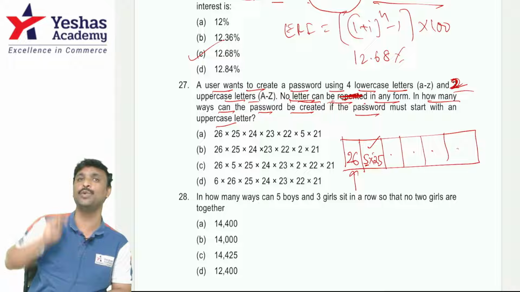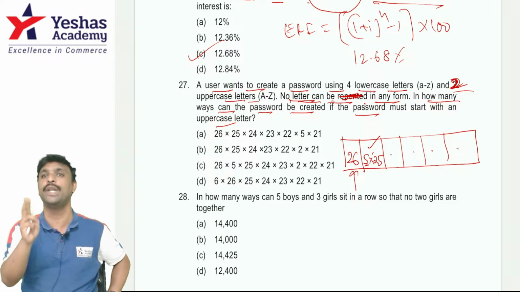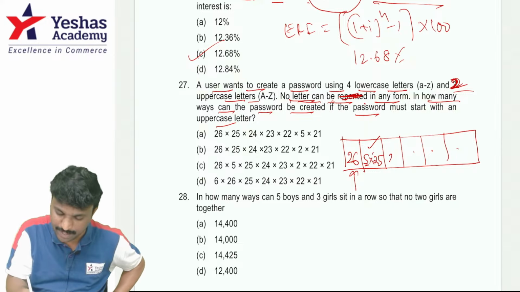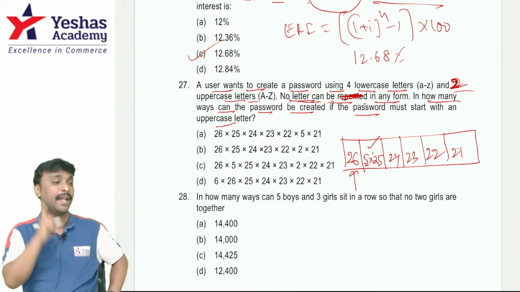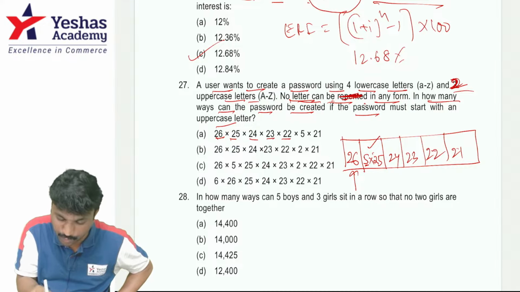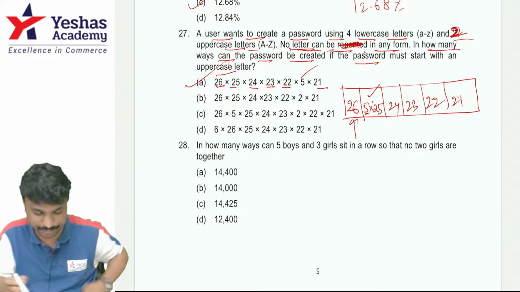So that means I have used 2 uppercase letters. I cannot use those 2 letters in the lower case. That means I'm left with only 24 letters. That means 24 ways I can fill this, 23 ways I can fill this, 22 ways I can fill this, 21 ways I can fill this. The answer for this question is 26 into 25 into 24, 23, 22, 21 into 5. That means option A is the right answer.